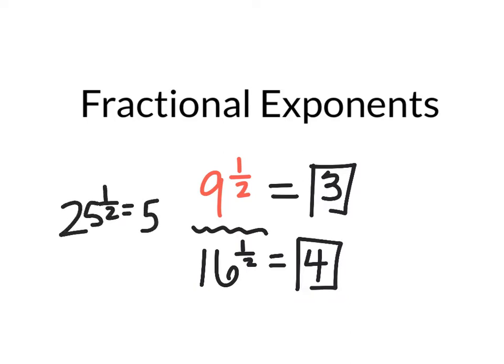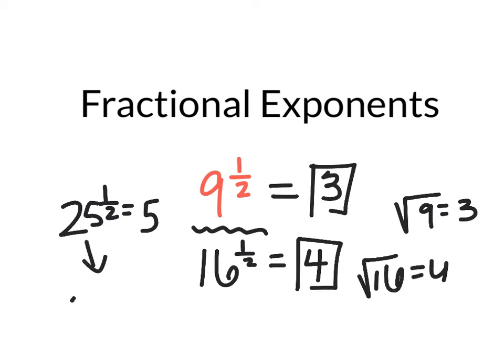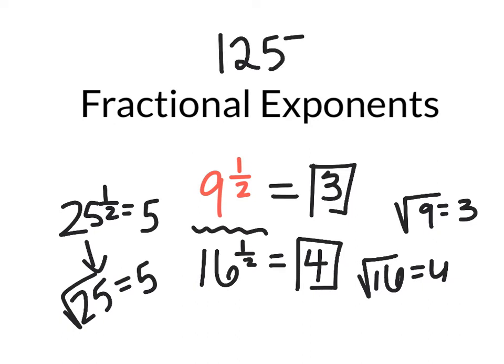A lot of you probably figured out, oh, that's just the same as taking the square root. The square root of 9 is 3. The square root of 16 is 4. The square root of 25 is 5. But what if your exponent doesn't look like that? What if you ended up with something like 125 to the 2/3, where it looks a little bit different? It's not to the 1/2 power. That's what we're going to learn how to do today.